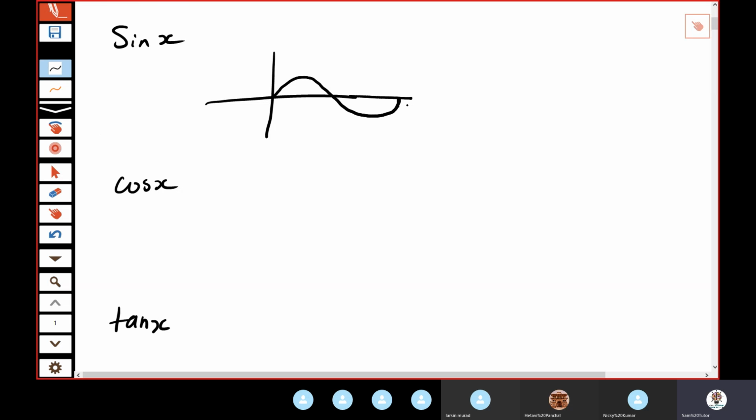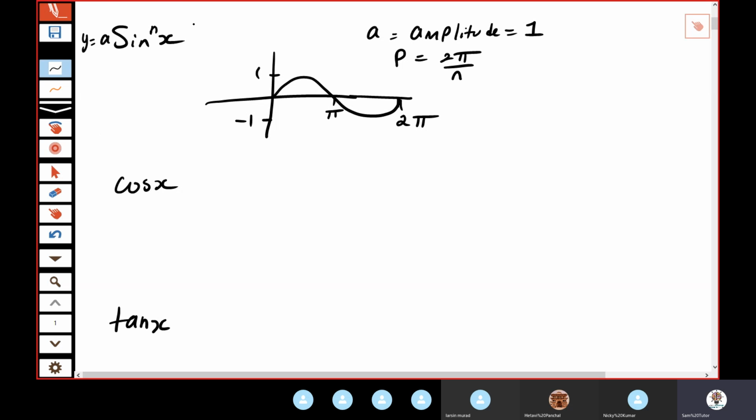First thing you need to do is memorize your original graphs. That's 2 pi, that's pi, that's 1, that's minus 1. You need to know your amplitude. So your amplitude is the number in front, A. And then you need to know your period, which is 2 pi on n, where n is the number in front of your x, which in your normal sine x curve will just be 2 pi.